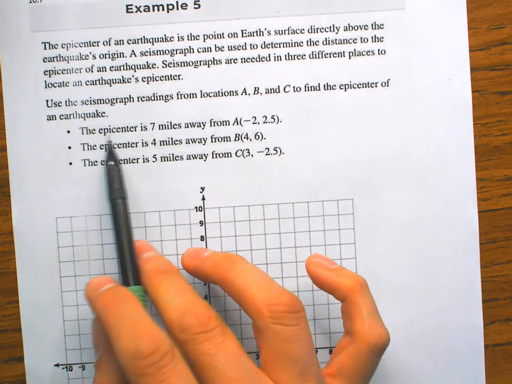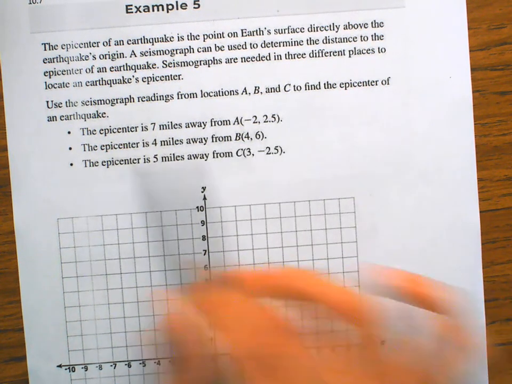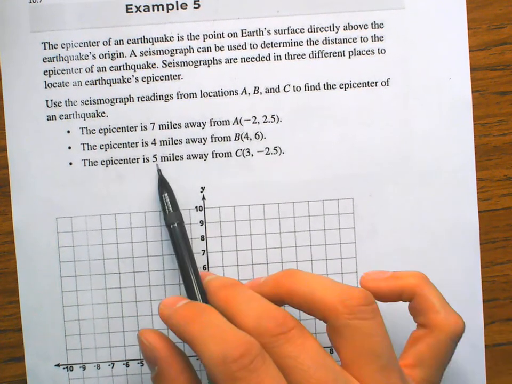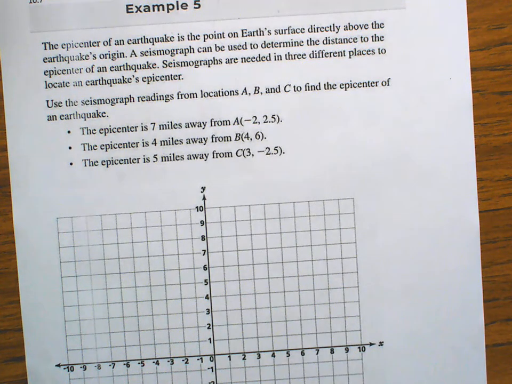So the epicenter is 7 miles away from this point. It's 4 miles away from this point and 5 miles away from this point. So what we're going to do is graph all 3 of those circles and determine where the 3 circles are going to meet. Okay, so it's going to be a rough sketch. All right, so let's start with A.